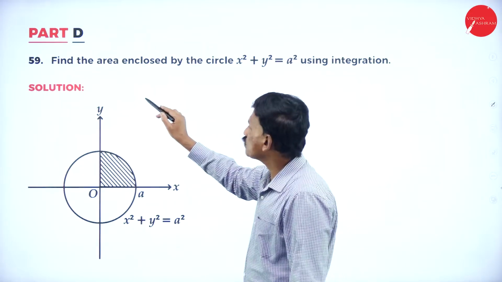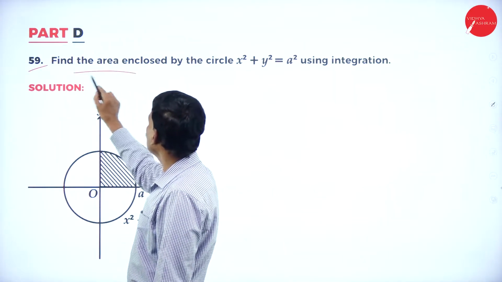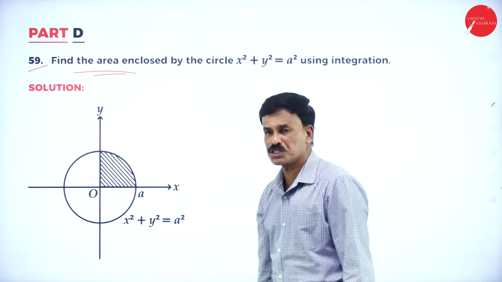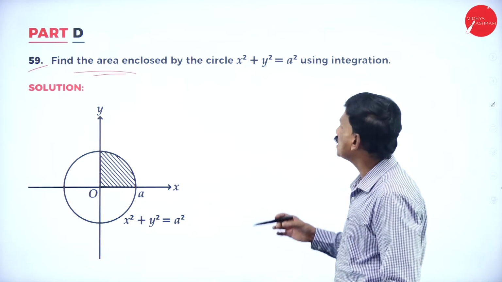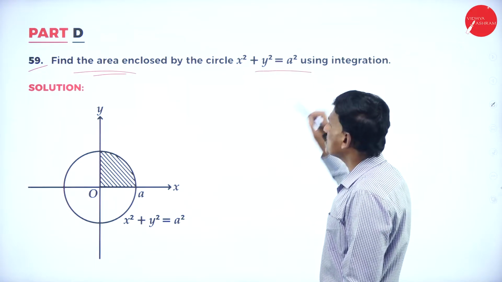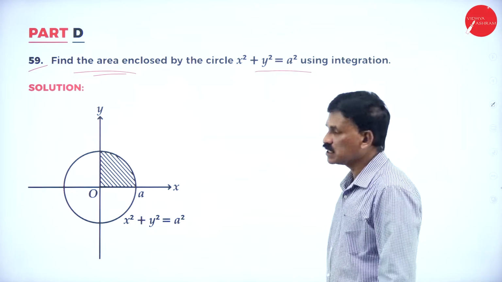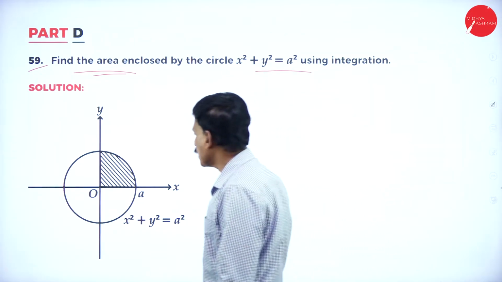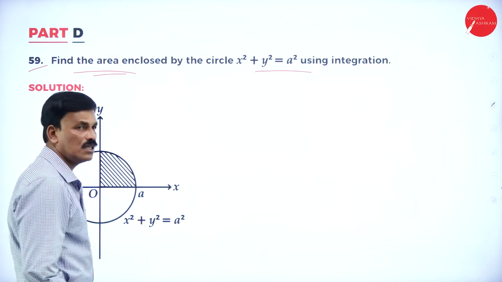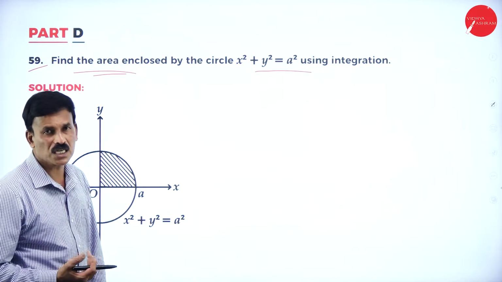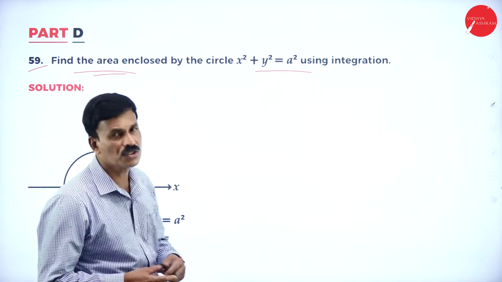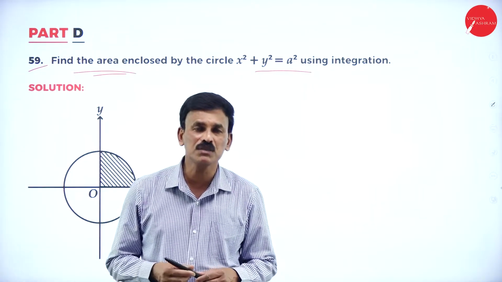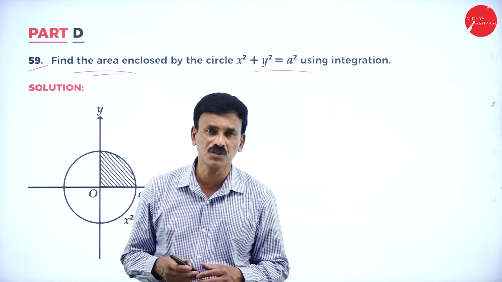Now let us come to the next problem, 59. Find the area enclosed by the circle x square plus y square is equal to a square by integration. This is a standard question. You know the area of a circle as well as the equation of a circle. The area of a circle is pi r square; instead of r, it is a. The answer for this problem is pi into a square. That is what you are going to get.